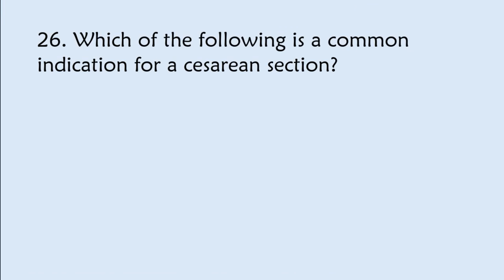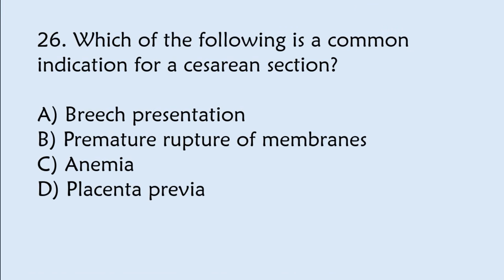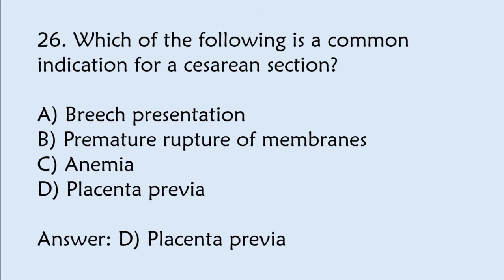Which of the following is a common indication for a caesarean section? Breech presentation, premature rupture of membranes, anemia, placenta previa. Correct answer is option D, placenta previa.